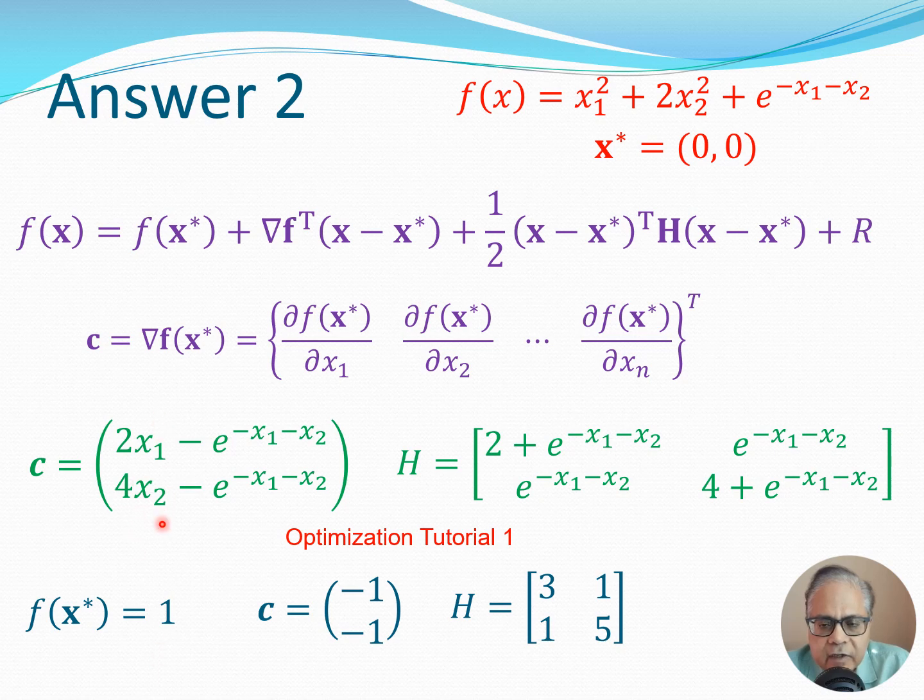Now in this gradient vector c, I put in again x1 = 0, x2 = 0. So these two terms involving just x1 and x2 become 0. The remaining two terms simply become minus e to the power 0, which is minus 1. So minus 1 comes here. And for the Hessian matrix, again, I have 2 plus 1 here. That gives me 3. I have 1 here, I have 1 here, and I have 4 plus 1. That gives me 5. Remember, in all these situations, e to the power 0 is simply 1. So I'm making use of that fact.